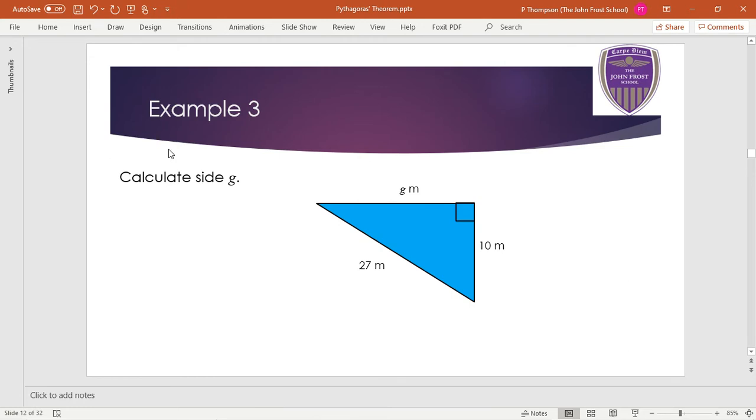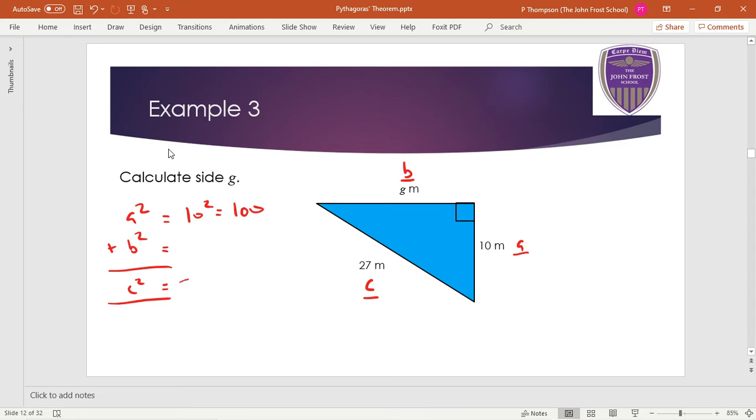Last one then. This triangle's upside down, but it doesn't matter too much. Just remember that the hypotenuse is always the side that doesn't touch the right angle, so this is the hypotenuse here. That'll be my base if the triangle is the right way up, and this would be a. So a squared add b squared equals c squared. A squared is 10 squared, which is 100.